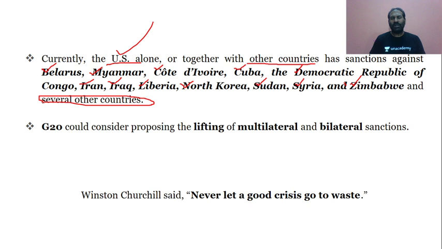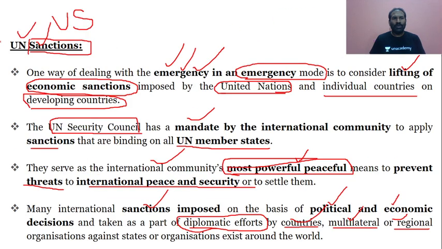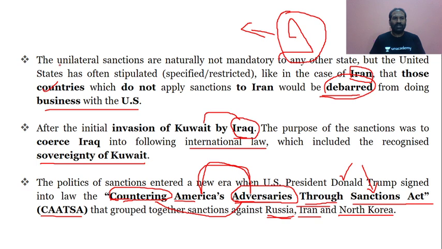But from an analytical point of view, the keyword we need to look at is unilateral sanctions. So we have looked at two keywords in regards to sanctions: one, UN sanctions, and the other one, unilateral sanctions.